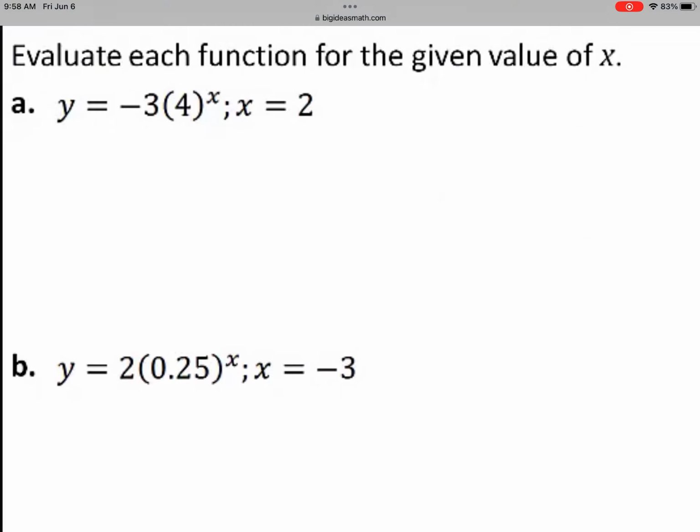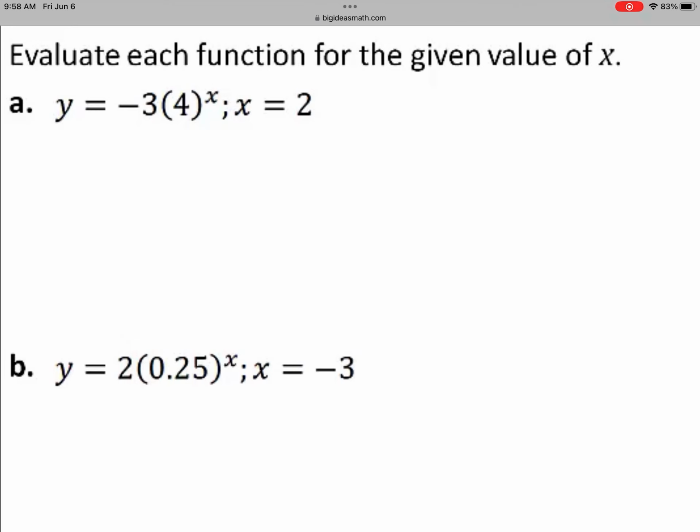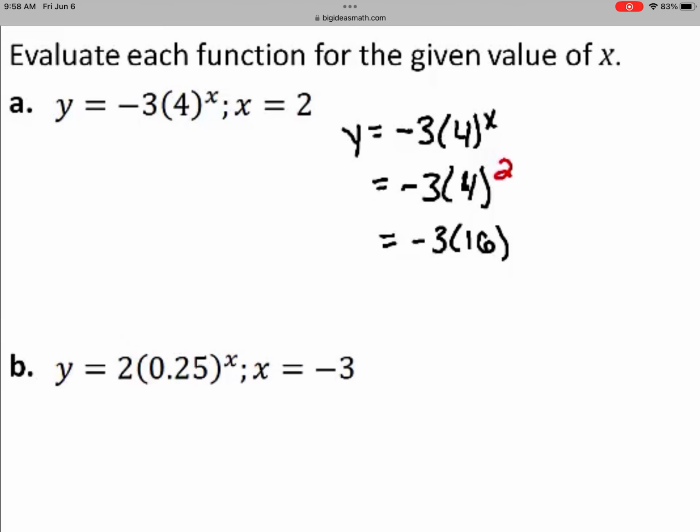Evaluate each function for the given value of x. Part A. y = -3 · 4^x, x = 2. Begin by writing the function, then substitute 2 for x. 4 squared is 16, and -3 times 16 is -48. So when x equals 2, y equals -48.